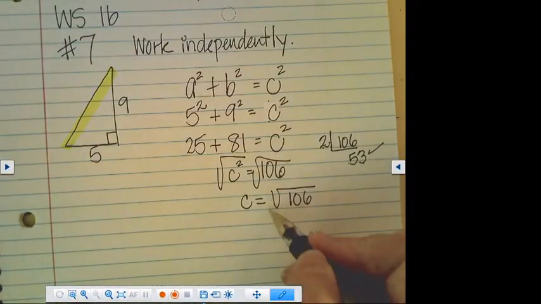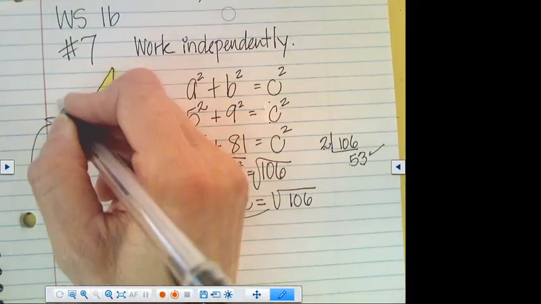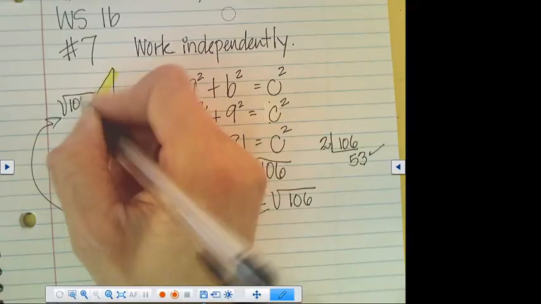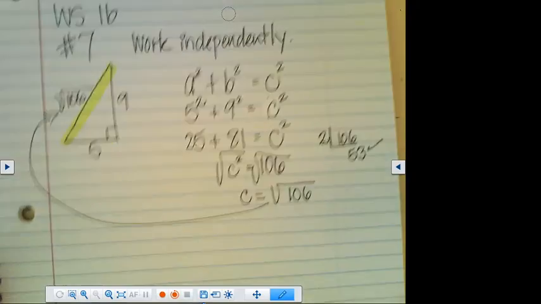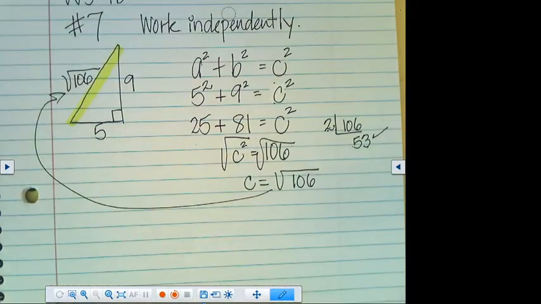All right, so I'm going to take that number and put it back up here. My hypotenuse is the square root of 106. And that number is a tad larger than what?